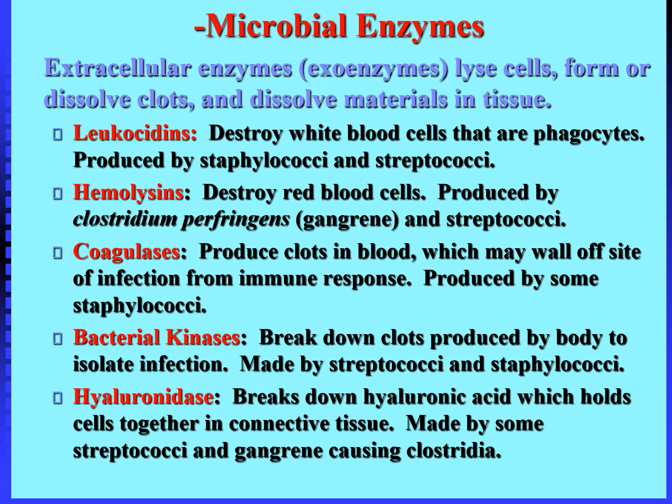يفرز الليوكوسيدين إنزيم يسوي destroy للوايت بي سي اللي تسوي فاغوسايتوسيس فتمنع الفاغوسايتوسيس. Hemolysin destroys red blood cells, or RBC, produced by Clostridium perfringens that cause gangrene, and Streptococci. Coagulase produces a clot in the blood which may wall off the site of infection from the immune response, produced by some Staphylococci، اللي هو Staphylococcus aureus اللي تفرز إنزيم الكواغوليز.